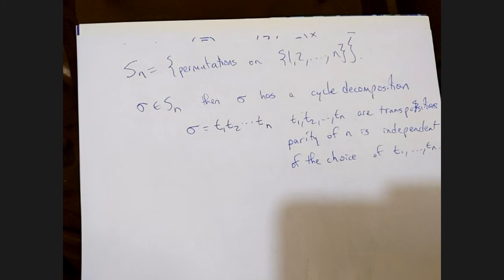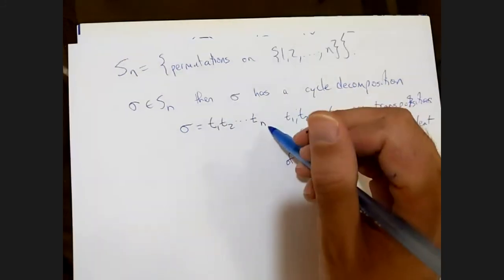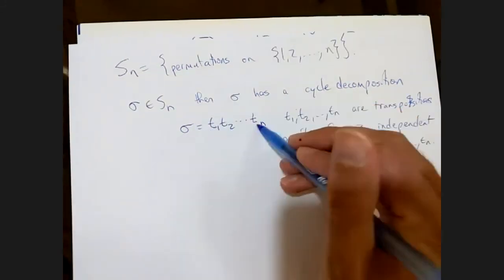And finding the transpositions to write sigma as a product of transpositions is essentially like a game or a puzzle if you want. I guess there is an algorithm, but I just find it easier to think about it like it's just a puzzle, and then if you do it a few times, you'll get the hang of it. So anyways, whether n is even or odd is independent of the choice of these transpositions.